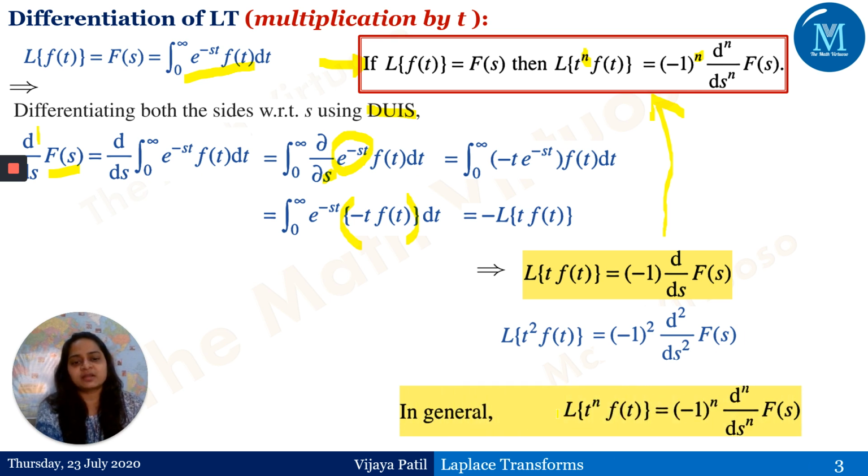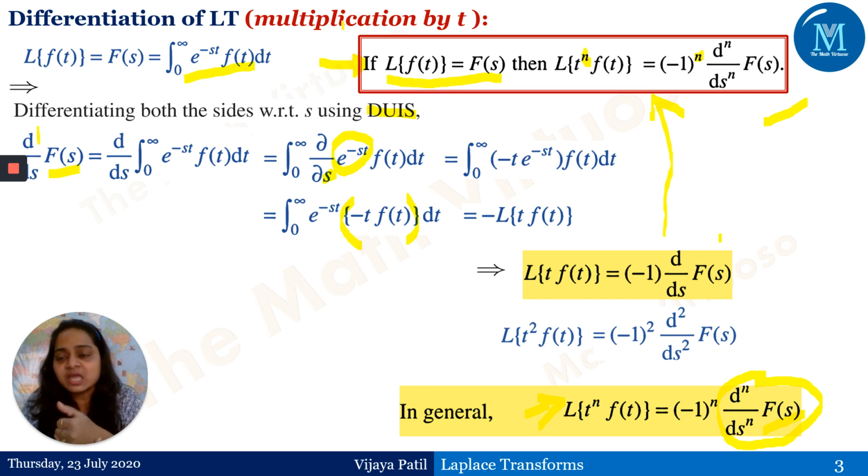And therefore, in general, we can write this as a statement, what we have defined here. This is known as the effect of multiplication by t, and it is also known as differentiation of Laplace transform. Why is it known as differentiation of Laplace transform? Because we are doing the differentiation of this f of s here. But what is this f of s? This f of s is nothing but the Laplace transform of f of t, and therefore it's also known as the effect of multiplication by t as well as the differentiation of Laplace transform.